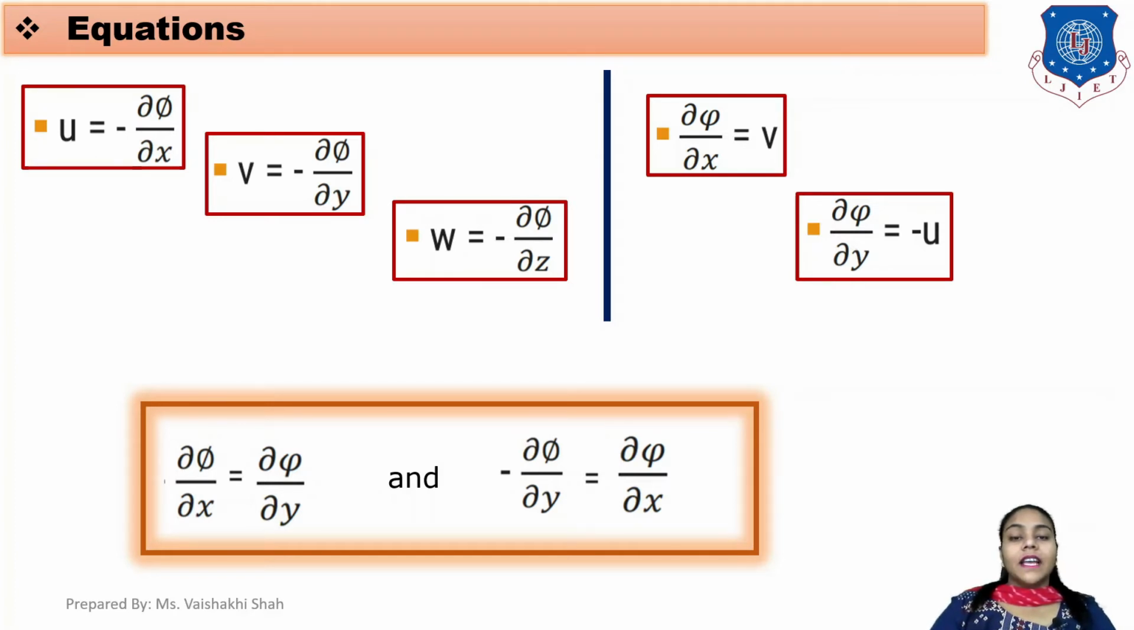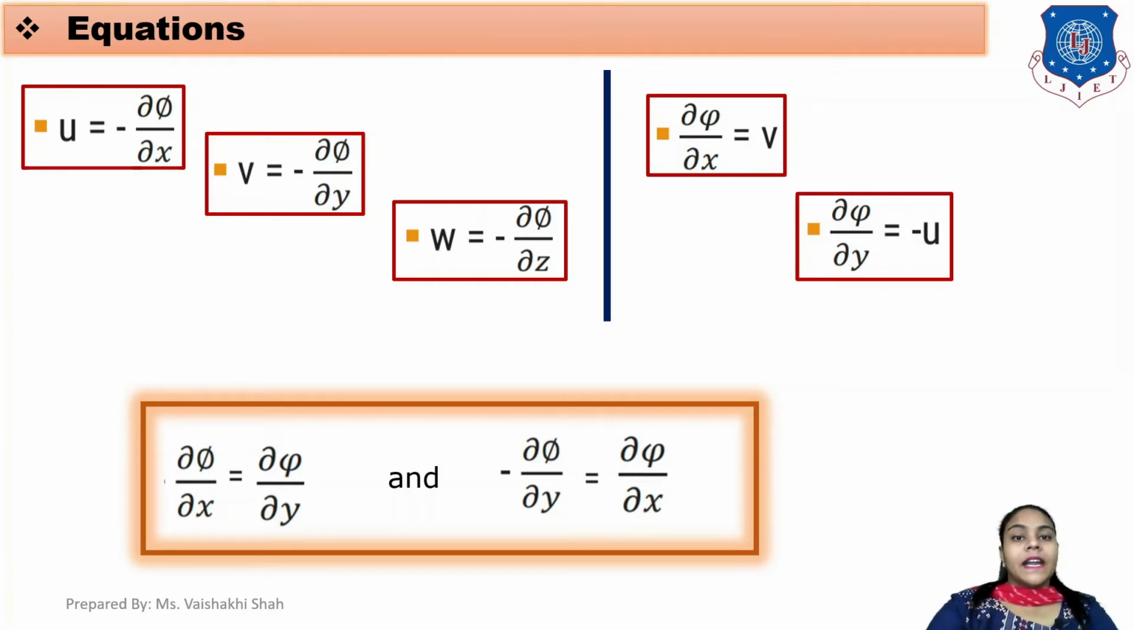As we know that u, v and w are the components of velocity in x, y and z direction, these are the equations for velocity component function and these are the equations for stream function, with u and v in the form of phi and psi. Here we have two equations for u and two equations for v. So, you can compare the equations.